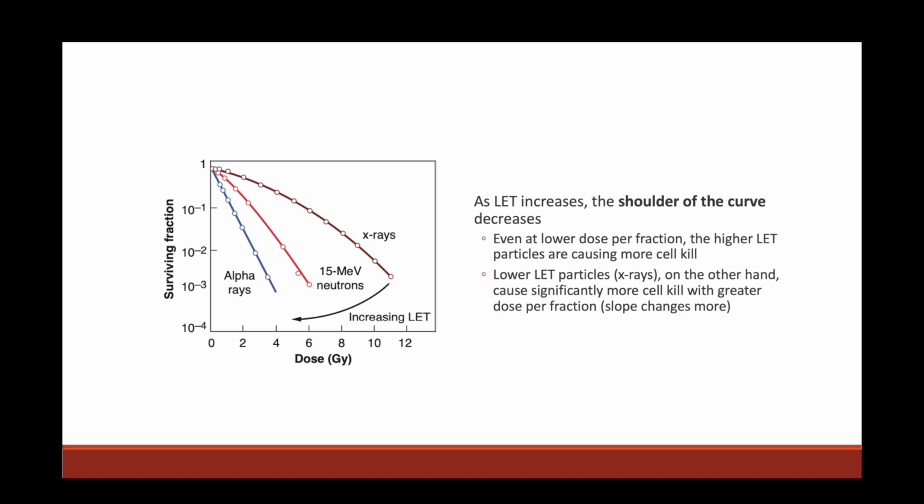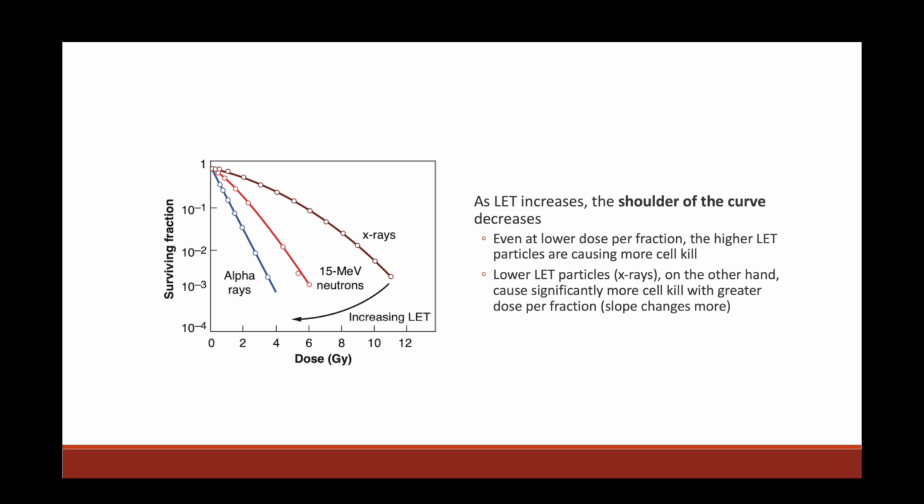Basically, that means that at 2 gray per fraction or 4 gray per fraction or 6 gray per fraction, we have less killing with each fraction compared to if you increase it to 6 to 8 to 10 gray per fraction. So as we increase the dose per fraction, the killing increases, and so the slope of the curve increases and fewer cells survive. So X-rays have a pretty large shoulder of the curve. But if we look at higher LET particles like neutrons or alpha rays, even at a low dose per fraction, the slope of cell kill is much higher. So for neutrons, it's higher than X-rays, and for alpha rays, it's even higher than it is for neutrons.